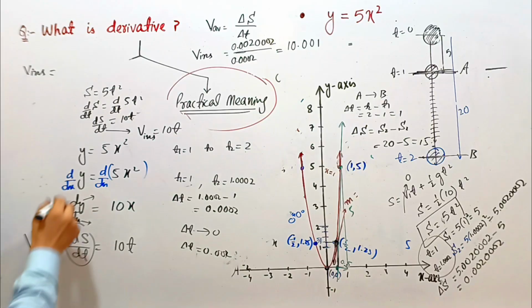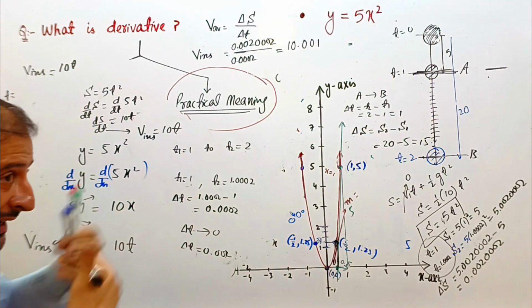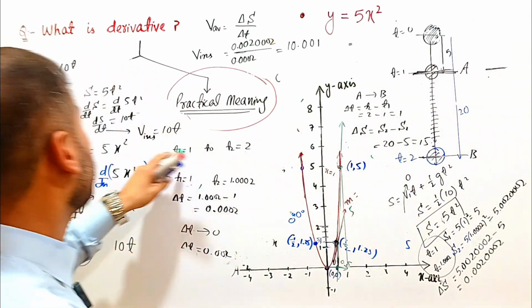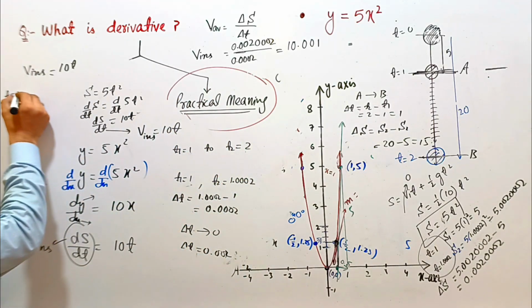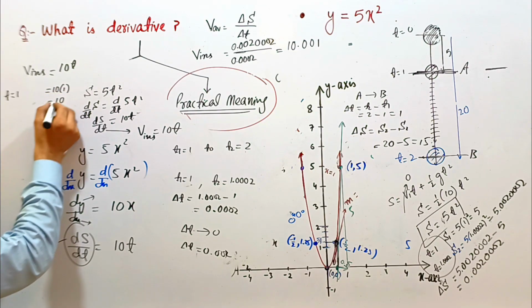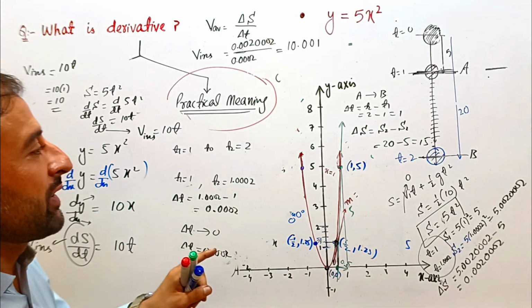Students, v instantaneous is equal to 10t. You just put t. Which t? Starting t, this one, t1. So t is equal to 1. Instantaneous velocity will be 10, students.